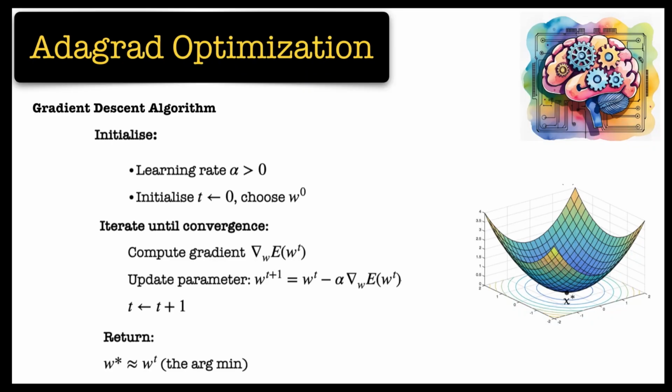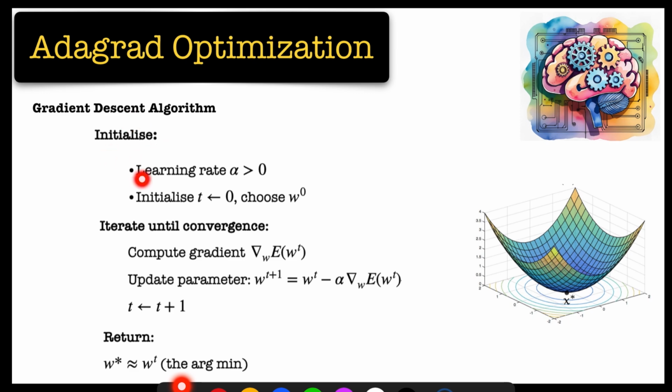In the previous video, we talked about the momentum optimizer, and here we'll discuss AdaGrad, a different type of optimization algorithm. Before starting, let's have a quick recap of the vanilla gradient descent algorithm.